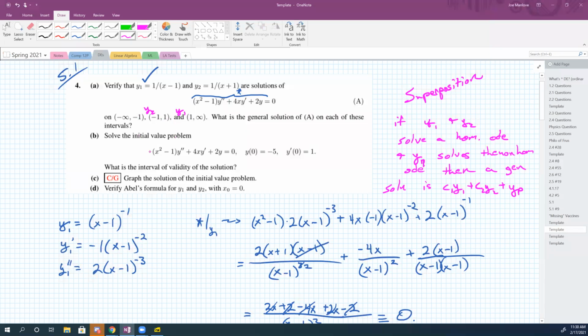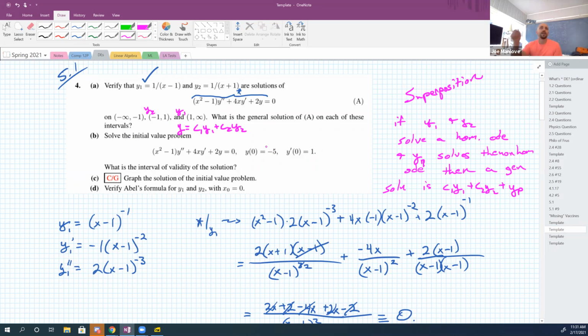Mm-hmm. Okay, so do I need to do part B where we solve the initial value problem? We can, but no, we can skip that. What does it mean by what is the general solution of A? So the general solution of A on each of these parts is the thing I was talking about. It's y equals c1 y1 plus c2 y2. I kind of figured, but I wanted to make sure.